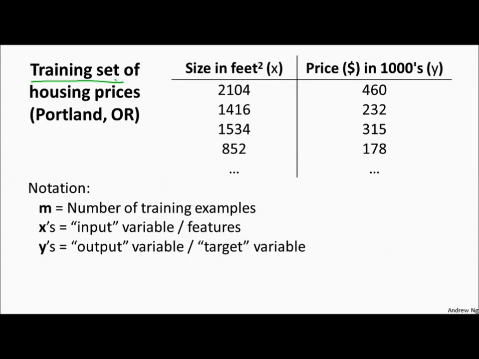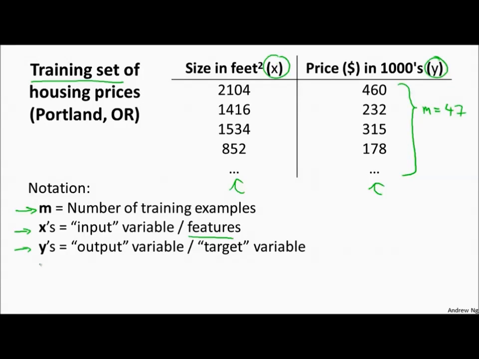So I'm going to use lowercase m throughout this course to denote the number of training examples. So in this data set, if I have, let's say 47 rows in this table, then I have 47 training examples, and m equals 47. I'm going to use lowercase x to denote the input variables, often also called the features. So that'll be the x's here, our input features. And I'm going to use y to denote my output variables, or the target variable which I'm trying to predict. And so that's this second column here.